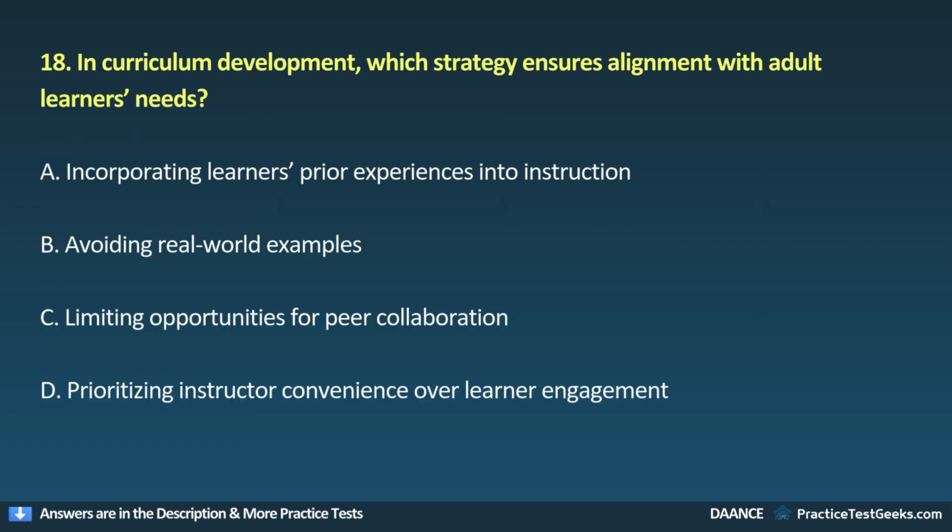18. In curriculum development, which strategy ensures alignment with adult learners' needs? A. Incorporating learners' prior experiences into instruction. B. Avoiding real-world examples. C. Limiting opportunities for peer collaboration. D. Prioritizing instructor convenience over learner engagement.